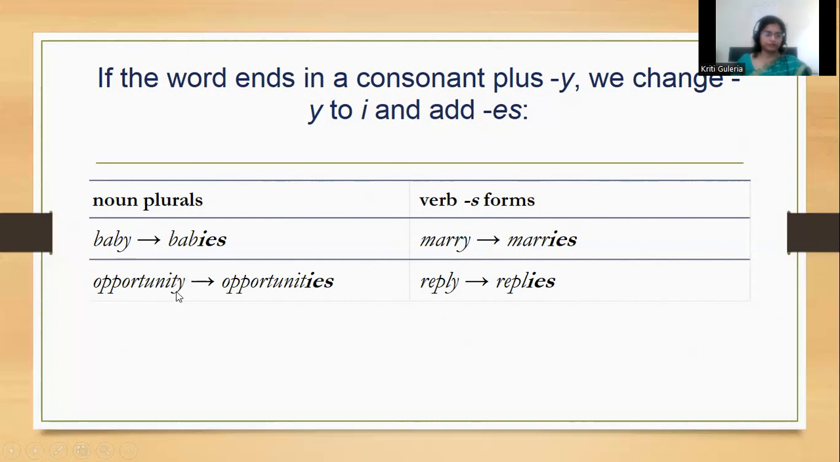Opportunity: y will change, because before y the consonant t is there, so y will change to i plus es. Opportunities. Marry, y will again change, marries. Reply will change into replies. Clear? So anywhere you find words ending in a consonant plus y, always remember to change that y into i and just add es after that.